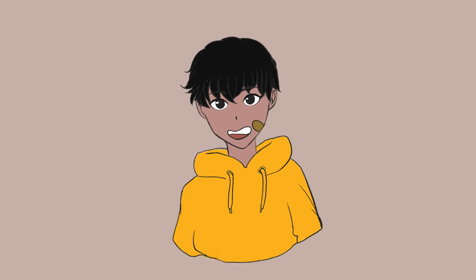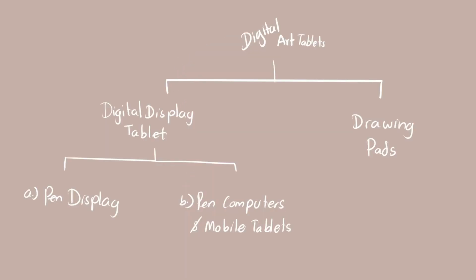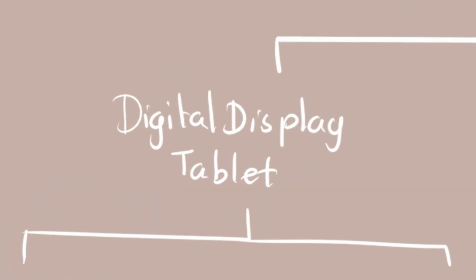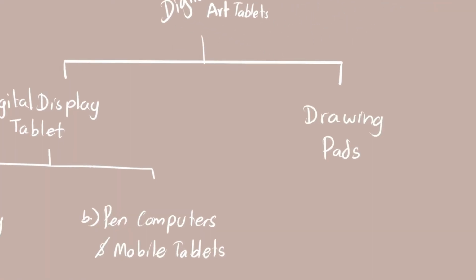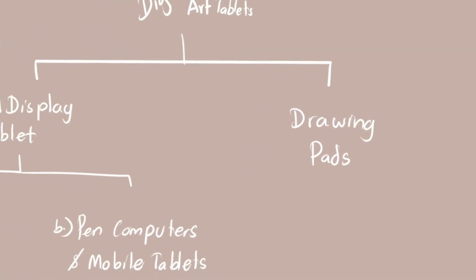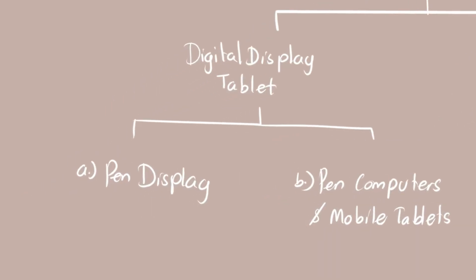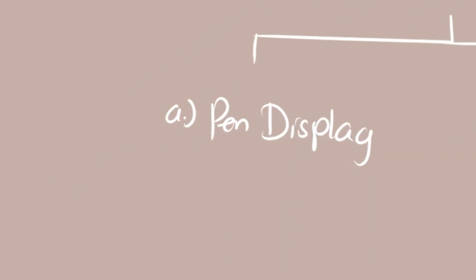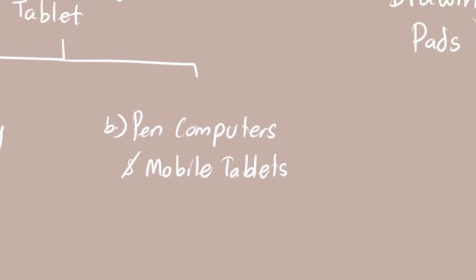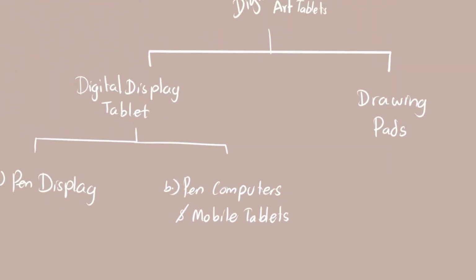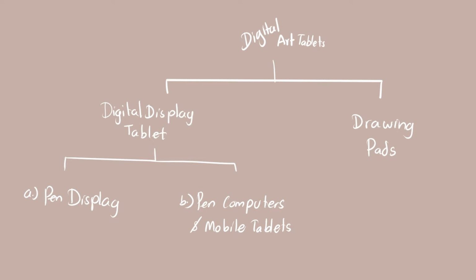So let's divide this into a few categories first. They're mainly divided like this. 1. Digital display tablets. 2. Drawing pads. Drawing pads are fairly simple, so let's get into them later. But as for the first one, digital display tablets are divided into even more categories. To make it easier, let's call them A. Pen displays, B. Computers and mobile tablets. Those are the categories. Now let's look at what they specifically are.